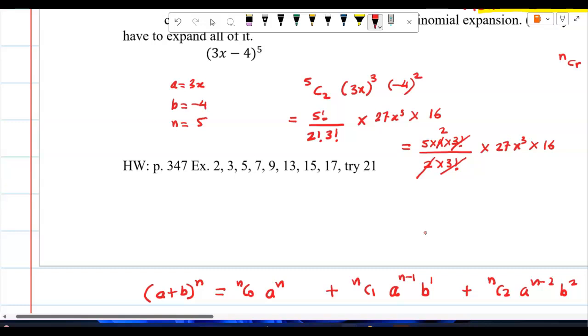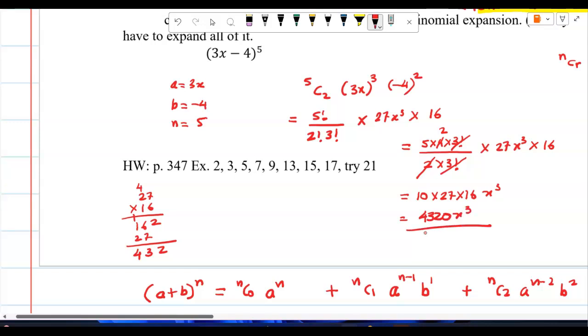2, you can cancel this out. So 5 2s are 10. So it would be 10 into 27 into 16 x cubed. Then you can multiply. 27 into 16: 7 6s are 42, 12, 16; 2 7s are 14, 13. So 4320 x cubed. I see. So you don't have to do the entire expansion. You can just look at it from the ends using A, B, and N and finding R.